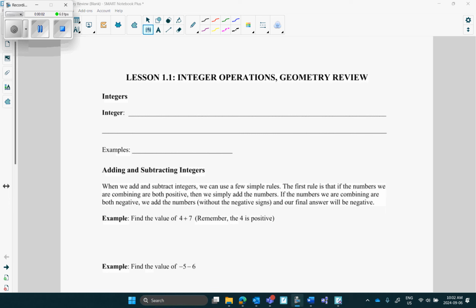So let's look at some of what you guys just did, especially the positive and negative questions. Now, what do we call these positive and negative numbers we work with?